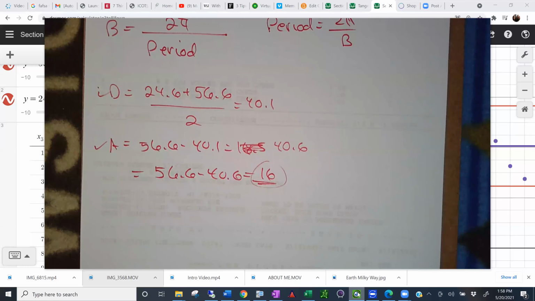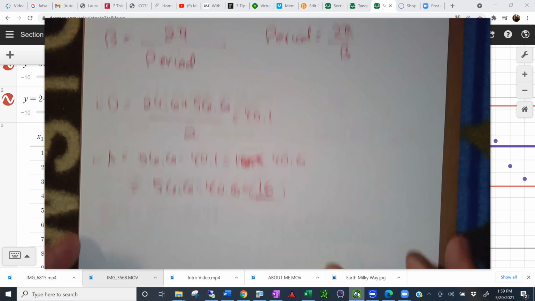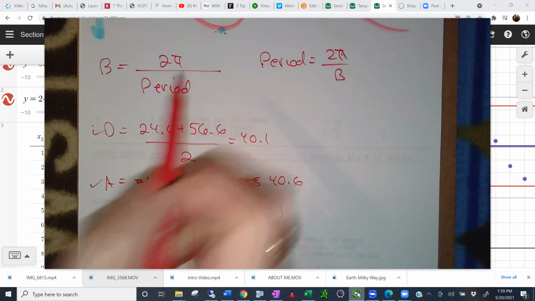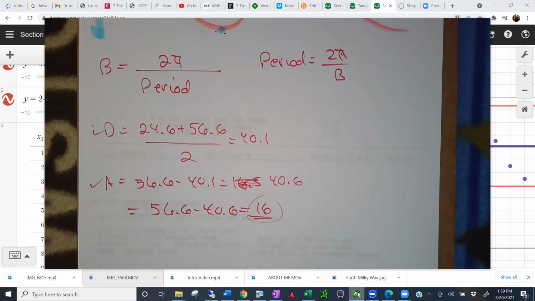The next thing I want to figure out is B. Now B is going to be 2 pi divided by the period. But if we think a little bit, I'm pretty sure we can come up with the period. So what's the period going to be for us in this one? How long before this graph repeats itself or before it cycles through once again?